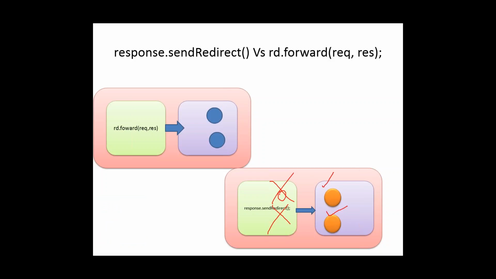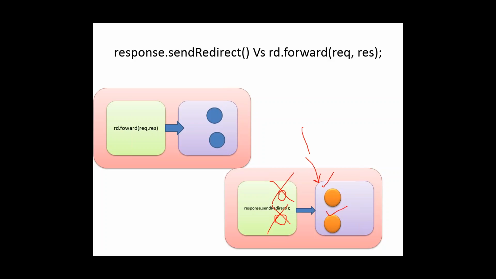So your old request and response objects are destroyed and a new request and response object is created. This is the difference between response.sendRedirect and rd.forward. When it comes to rd.forward, it is the same request and response object that is carried forward. Whereas with response.sendRedirect, your previous request and response objects are destroyed and this one is treated as a fresh request.